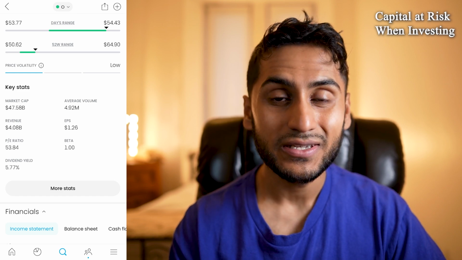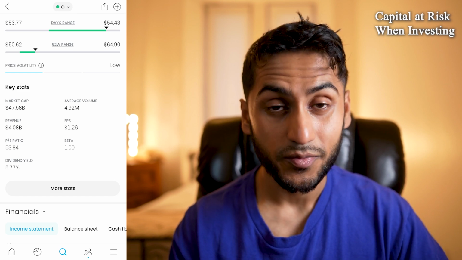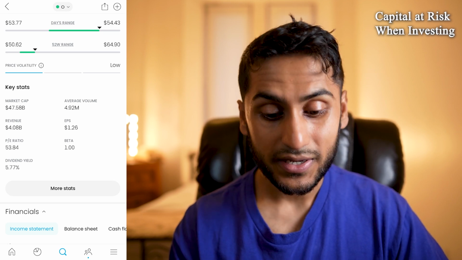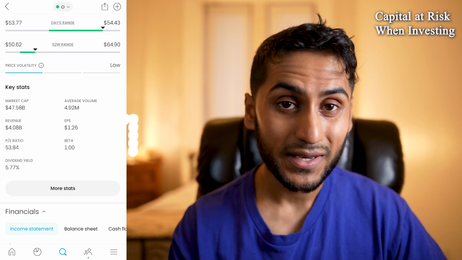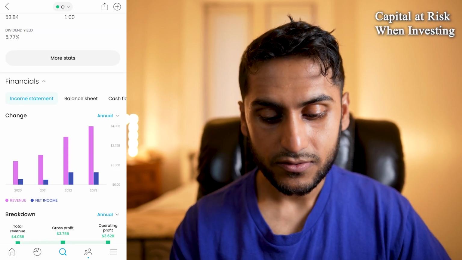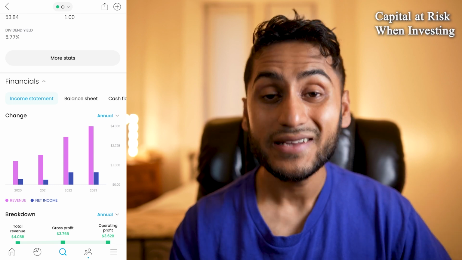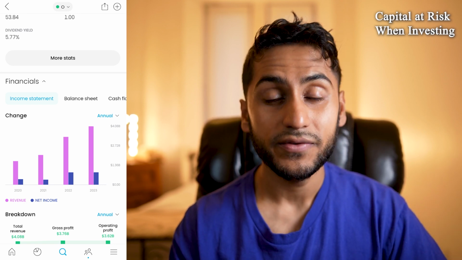Of course, dividend yield is very much related to the stock price. You can see that the market cap is quite high at 47.5 billion. Revenue is over 4 billion. You can also see their financials. So you can see Realty Income, for example, that their net income has been going up and their revenue has been going up.